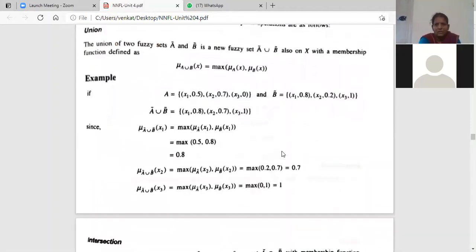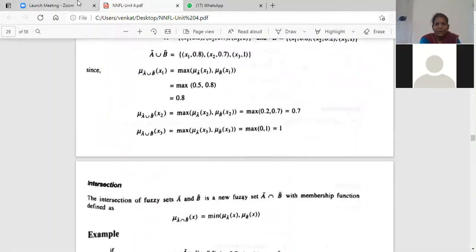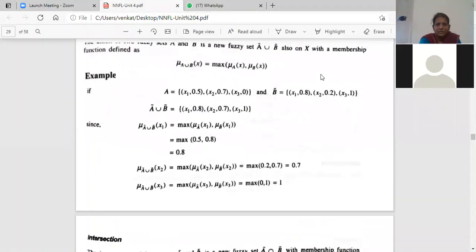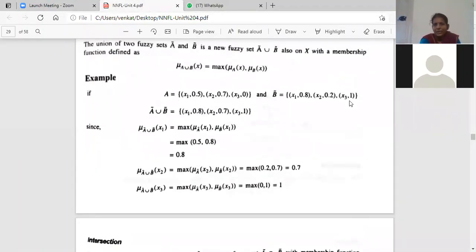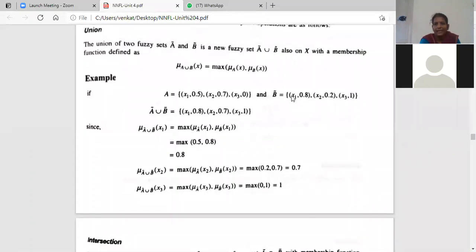Please note down this. A union B. You are calculating using the maximum of mu A of x, mu B of x. So A union B means x1, comma, 0.5, 0.8. Which one is maximum? 0.8 is maximum. Similarly, the other two also: 0.7 and 1.